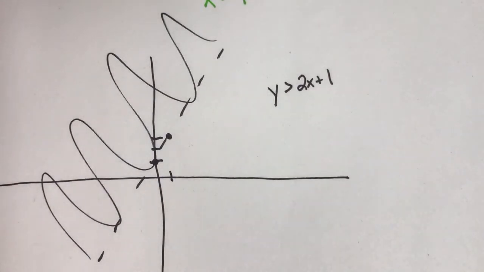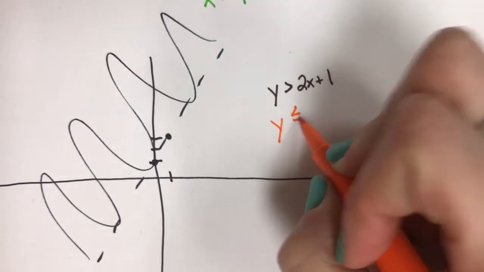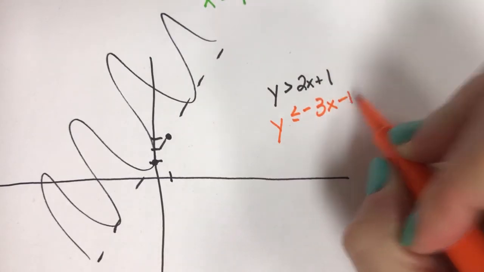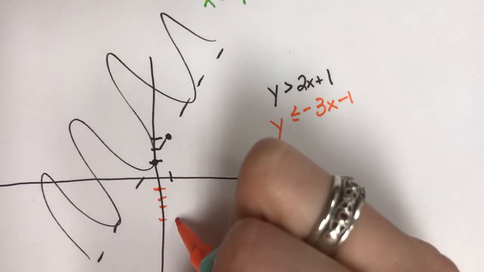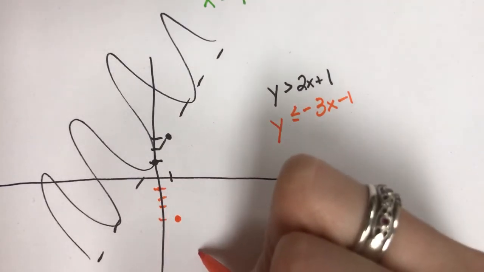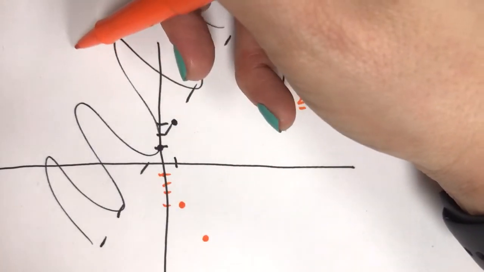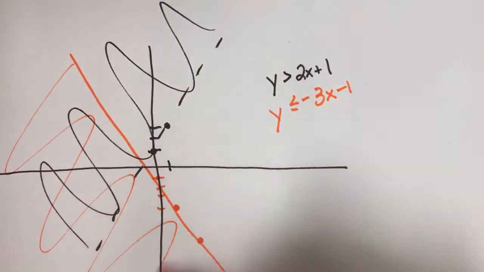And then maybe the other one that I have is y is less than or equal to -3x minus 1. So I'll start down 1, and then I'm going to go down 3 over 1. All right, down 3 over 1. I'm sort of approximating here, but we get the idea. This one is going to be a solid line. And this one we would shade below.